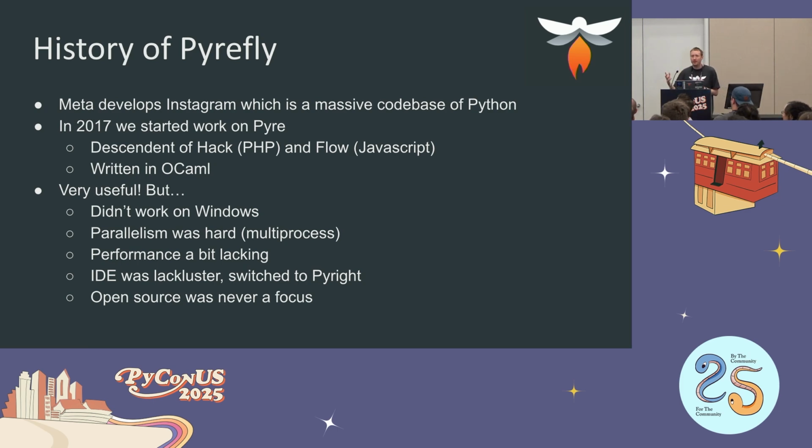So in 2017, we started work on Pyre. If you're aware of Meta's other open source projects, we have a project called Hack, which is essentially PHP with types. We have a project called Flow, which is essentially JavaScript with types. And in 2017, we felt the need to do it for Python as well. So we created Pyre, which was Python with types. And like both Hack and Flow, this was written in OCaml and shared a common DNA of common pieces.